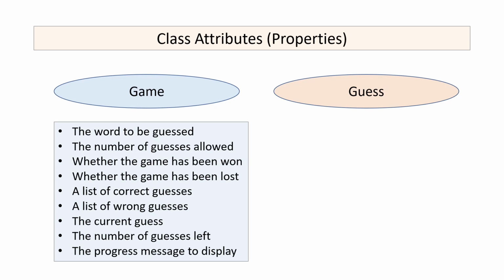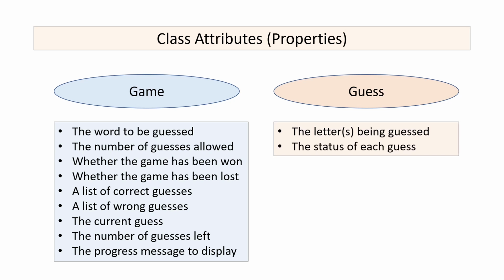Turning our attention now to the guess itself, this was easier. It was fairly obvious that you'd need the letter being guessed. And you also need the status. Now, that wasn't what I thought you needed. When I first began, I just had a Boolean property saying whether the guess was correct or not. But it turned out to be useful to determine whether the guess was a valid guess at all, whether it had been set or not, to be correct or incorrect. So it turned out to be useful to store the status as an enumeration, as we've seen.